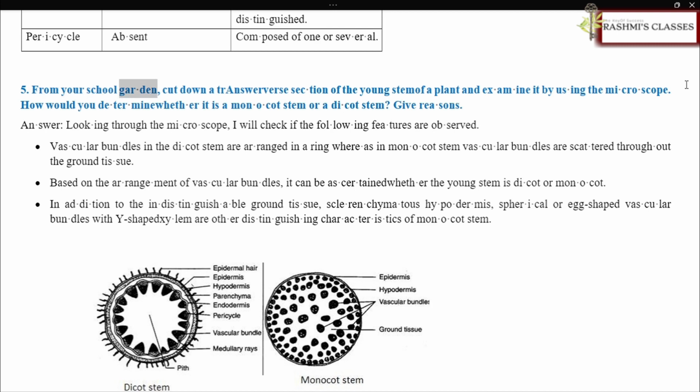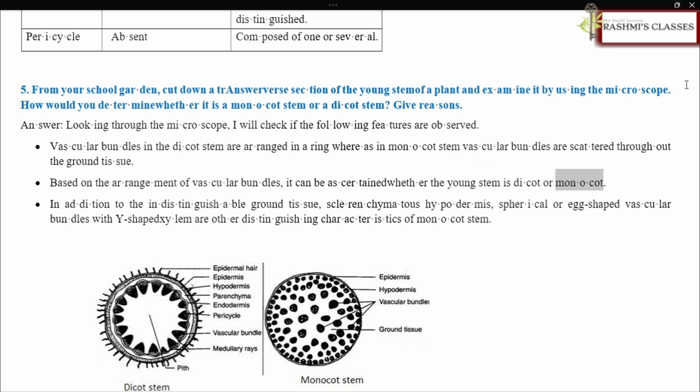From your school garden, cut a transverse section of the young stem of a plant and examine it using the microscope. How would you determine whether it is a monocot stem or a dicot stem? Give reasons. Answer. Looking through the microscope, I will check if the following features are observed. Vascular bundles in the dicot stem are arranged in a ring, whereas in monocot stem vascular bundles are scattered throughout the ground tissue. Based on the arrangement of vascular bundles, it can be ascertained whether the young stem is dicot or monocot.